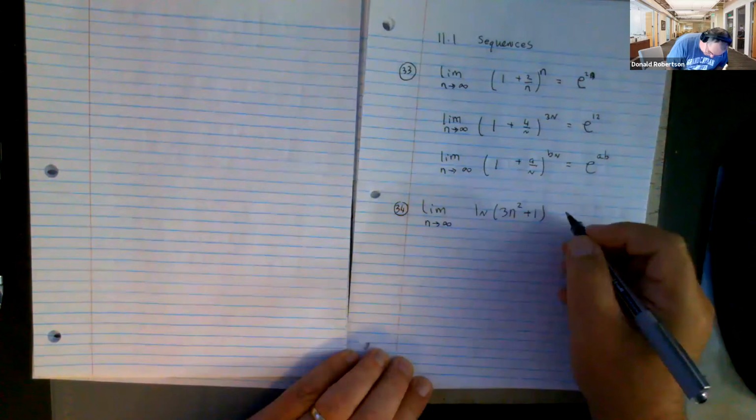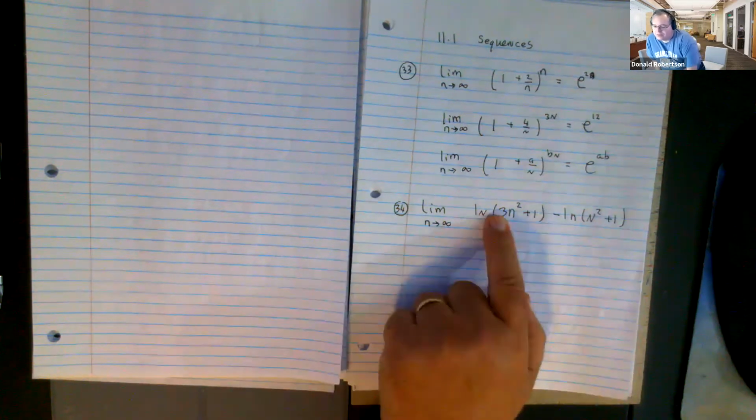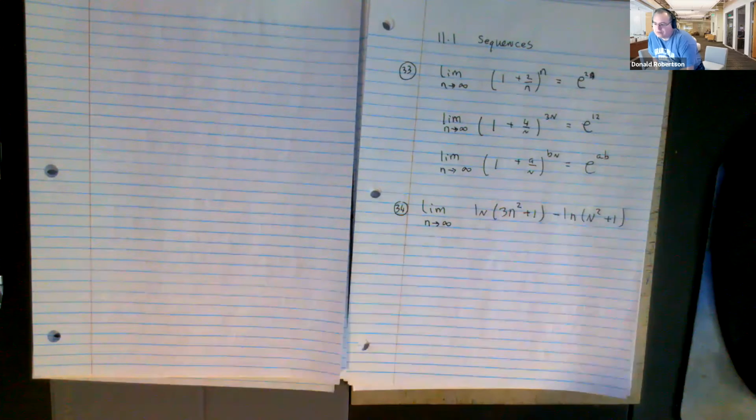How about this one? This is a version of question 34. As it stands, brute force will not work on this, because you get the log of infinity, take away the log of infinity, and infinity take away infinity isn't 0. It could be anything.